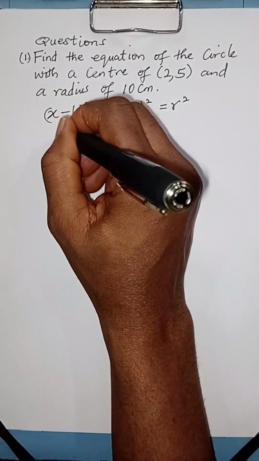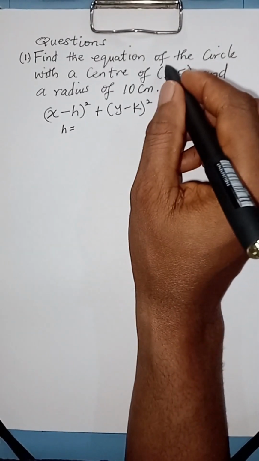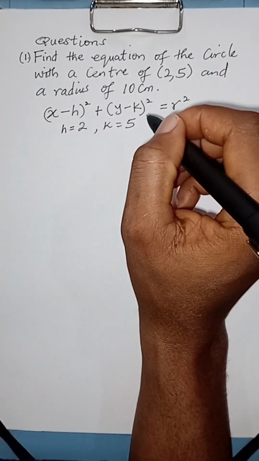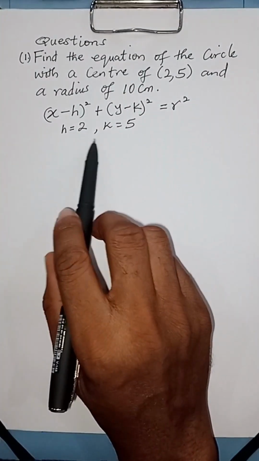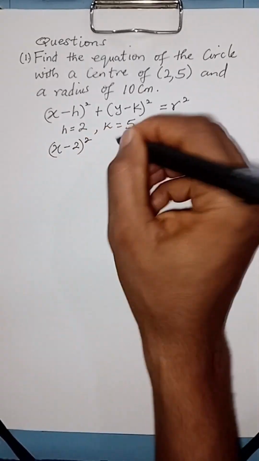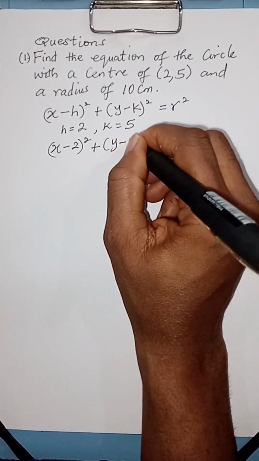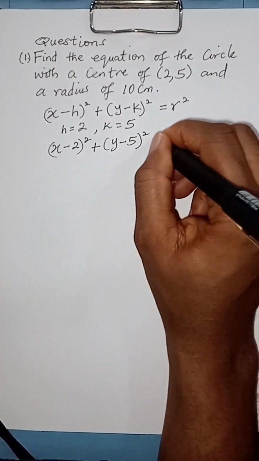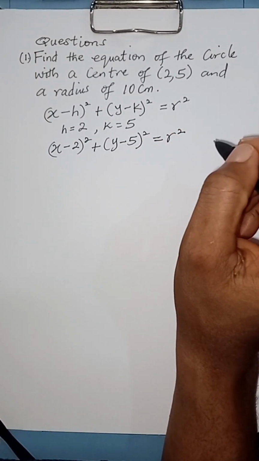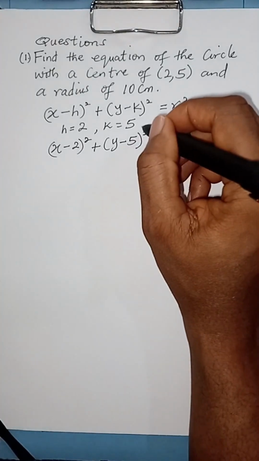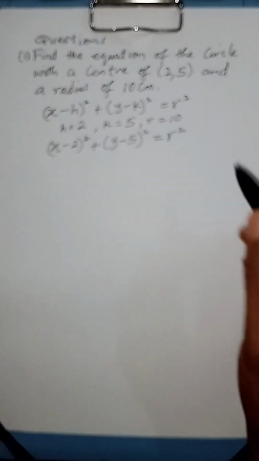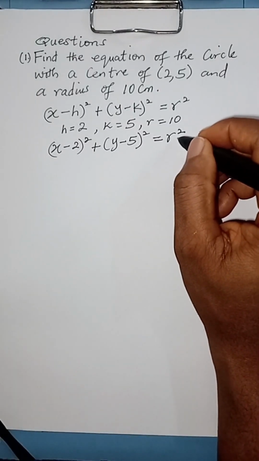So let's identify our h. Our h is 2, and our k is 5. You see, it's very easy to solve this question. The next thing is to put the values into the equation, and that becomes (x - 2)^2 + (y - 5)^2 = r^2. Now, what's the radius? We did not bring that out, so let's bring it out. Our r is 10, and we're given in the question a radius of 10 centimeters. So I'm going to replace this r squared with 10 squared.